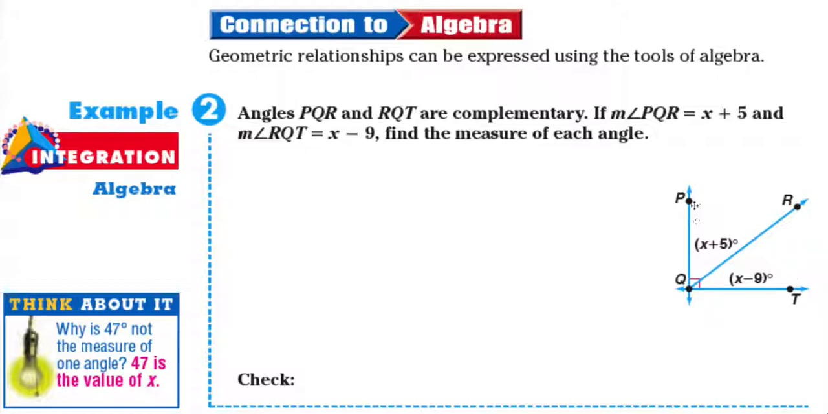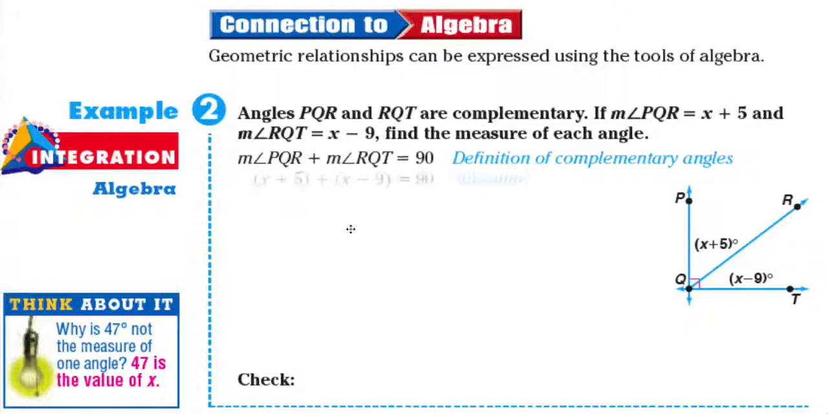So this is how it looks. Angle PQR is x plus 5 degrees. Angle RQT is x minus 9 degrees. And we know for a fact that if you add those two angles, they should equal 90 degrees. Substitute the value for the measure of angle PQR and the value for the measure of angle RQT. The measure of angle PQR is x plus 5. The measure of angle RQT is x minus 9. We add those two to get 90 degrees. And let's simplify the left side of our equation. x plus x will give you 2x. 5 minus 9 will give you negative 4.